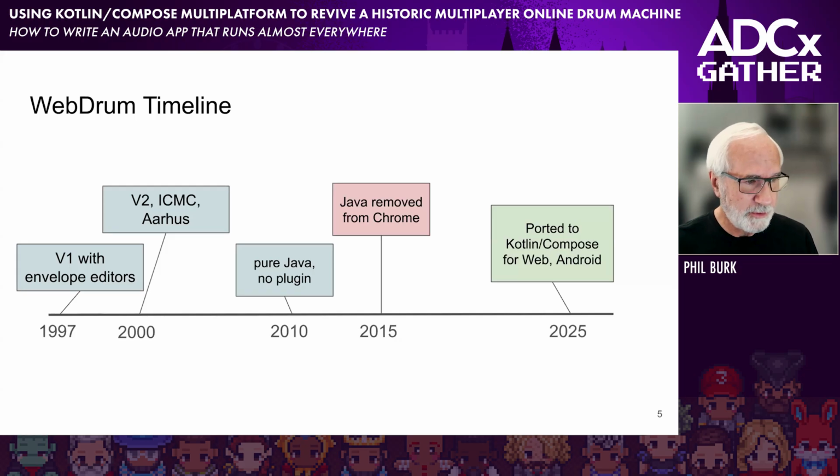So we converted to pure Java in 2010, but in 2015, Java applets were removed from the browser. So suddenly the Web Drum did not work, and for the past 10 years, it's been unavailable. But just recently, I converted it to Kotlin and Compose, and so now it runs again on the web, and it also runs on Android and on the desktop.